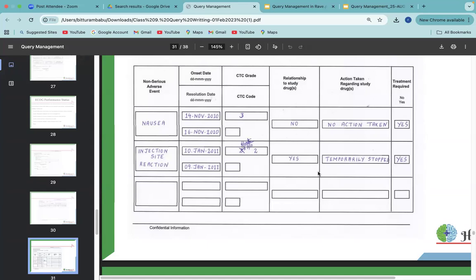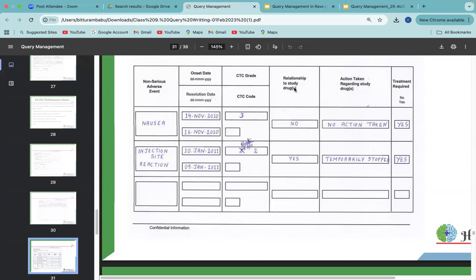Sir, I feel like for nausea they have mentioned no action taken, and in that they have mentioned treatment required is yes. So I think something should be added over there. Which one? For the nausea, sir. It's written no action is being taken, but in the second part it's written yes, treatment required is yes. Okay, very good, that's a good question. So I'll tell you that action taken, yeah.